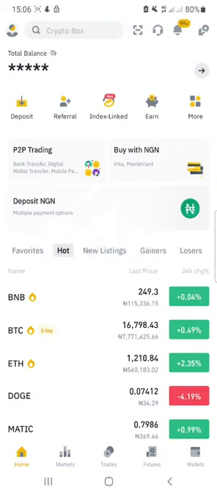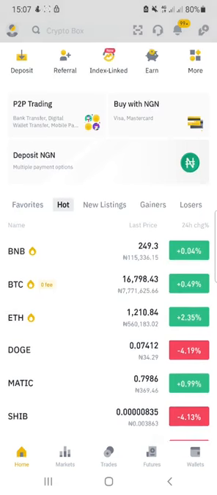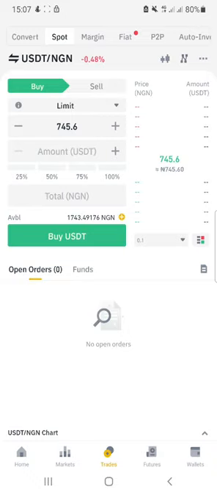So let's start. The first thing we are going to do is click on trade. Remember, we are on the Binance homepage now. For us to start trading, like enter a real trade, we click on trade. Now this is how it looks.